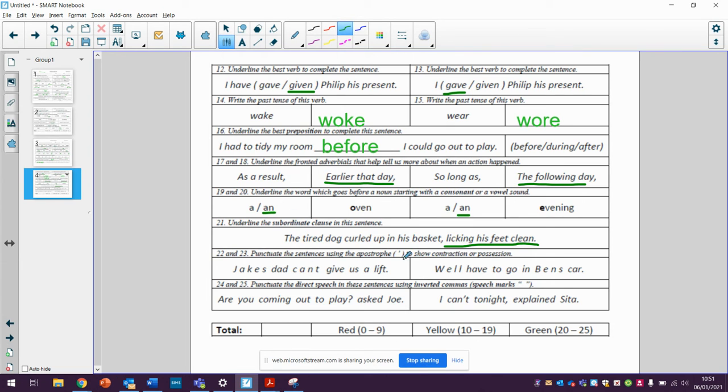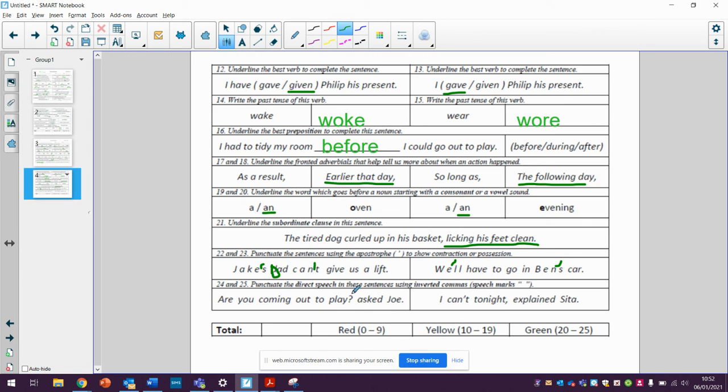Punctuate the sentence using the apostrophe. So we've got Jake's dad. Oh, so when we change the punctuation, we also need to change the capital letter. Can't give us a lift. Well, is it well? No, it's a contraction. So it's we'll have to go in Ben's car. So two apostrophes.